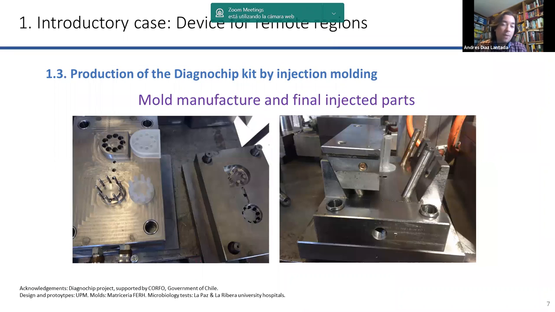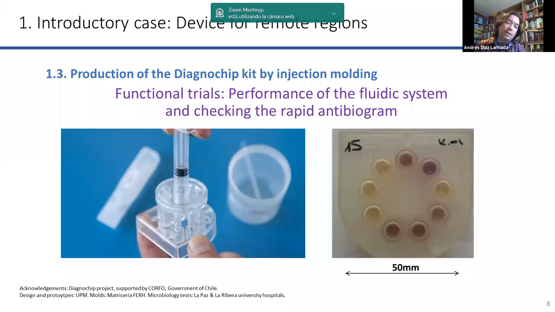Going back to the case study, once we optimized the geometries, here you can see the mold manufacturer and the final injected part. So here you can see the steel molds, which allow us to obtain the multi-chamber, and in this case it is the tool for placing the sample inside the chambers. And here you can see the commercial device.